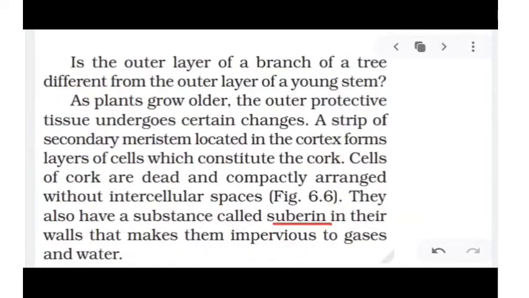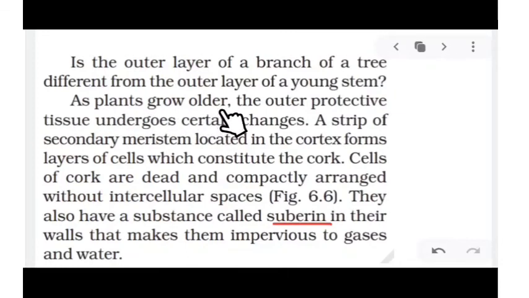Now, the outer layer of the branch of the tree. अगर हम ब्रांच की आउटर लेयर की बात करते हैं, is it different from the outer layer of young stems? Yes, of course, because the young stem has a different type of cells and the older branch has a different type of cells, isn't it? Young stem में कौन से cells होते हैं? Meristematic cells, isn't it? These meristematic cells are present.